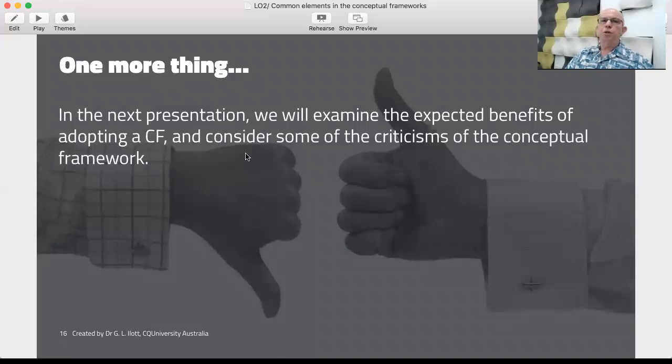So that's a quick tour of the important elements of the conceptual framework. In our next presentation, we'll look at the real benefits of having a conceptual framework, and we'll also consider some of the criticisms that have been levelled at the conceptual framework.